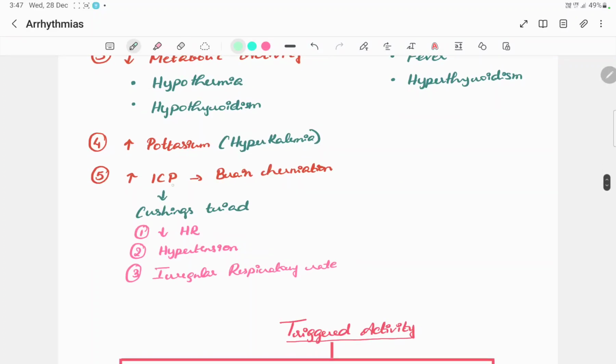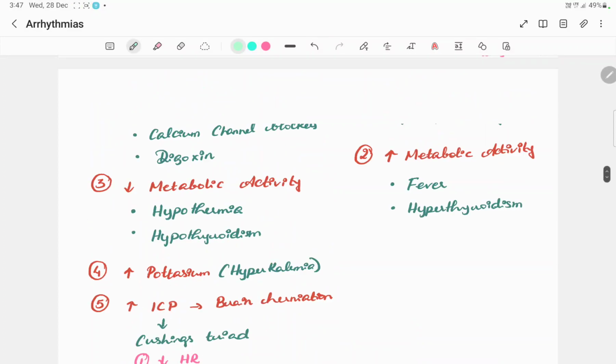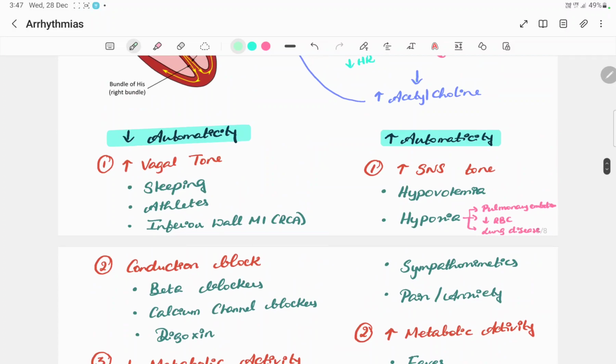And then increased intracranial pressure might lead to brain herniation and might lead to something known as the Cushing's triad, which is a decrease in heart rate, hypertension, and irregular respiratory rate. So these are the causes for decrease in automaticity.